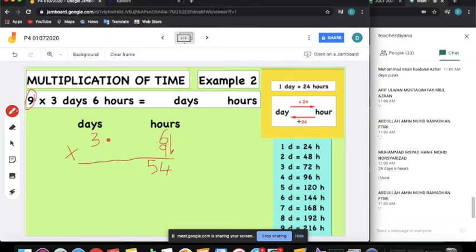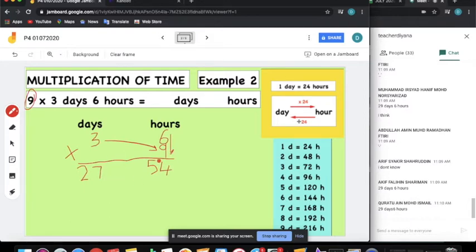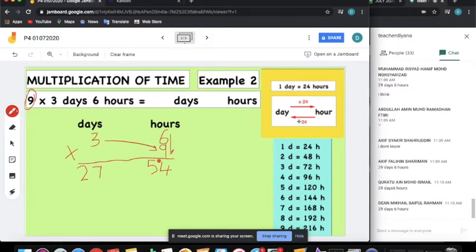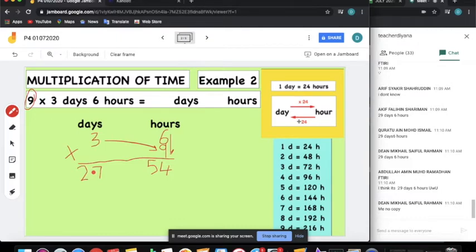hours. Not finished yet. Now 3 times 9. You use your finger, you close your finger number 3. Then you get 27. Akif Alihin also gets 29 days, 6 hours, same with Irshad. But we do not know yet whether your answer is correct or not. So, now look at here. P4. Dean, also 29 days, 6 hours. The same answer. Okay, now everyone, you get 27.